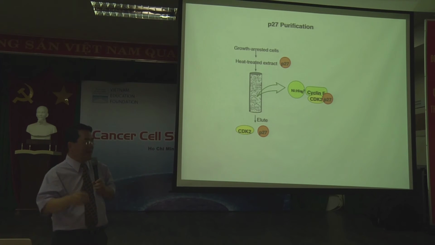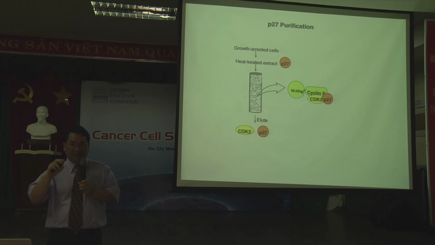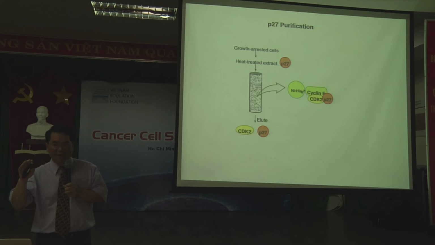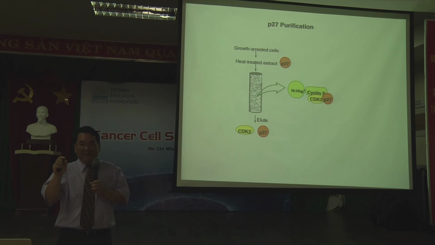And then you elute it out, okay? And then, of course, CDK2 will be eluted out, cyclin E will be eluted out, including P27. And then we run a gel, purify the protein band, and get the protein sequence by doing the so-called microsequencing. And we'll get the peptide sequence. Based on the peptide sequence, we design an oligo primer that could encode the P27 protein.